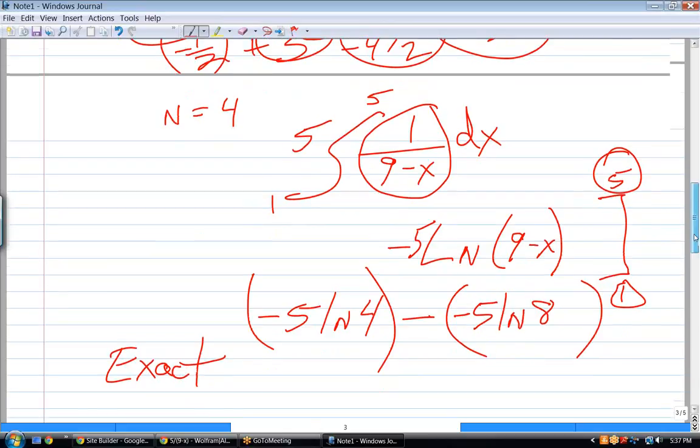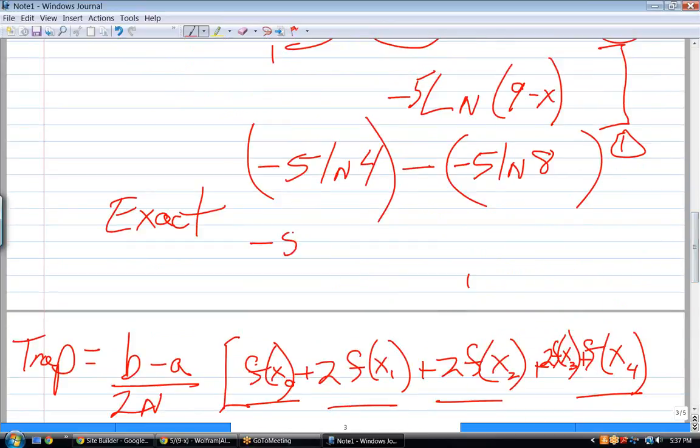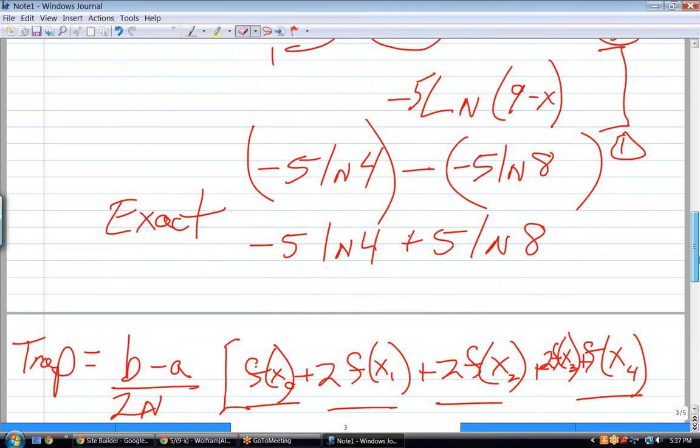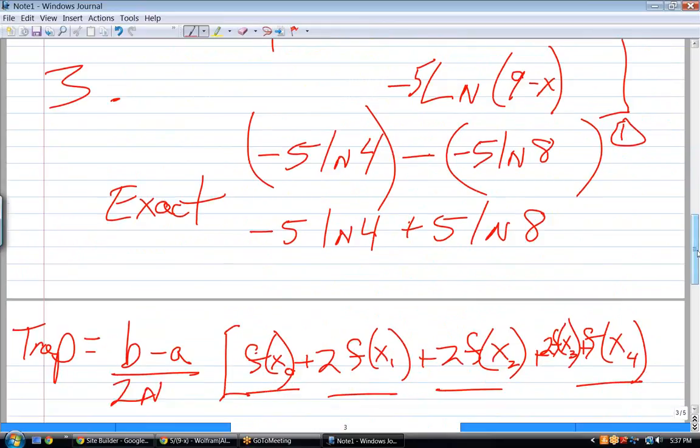So our exact answer is minus 5 natural log of 4 plus 5 natural log of 8. I didn't write down other answers, but this number better come awfully close to Simpson's answer, which was 3 point something. It's actually the same thing. Oh, is it? Yeah. Wow. That's pretty impressive that Simpson's is that accurate, only using 4 intervals. That's amazing.